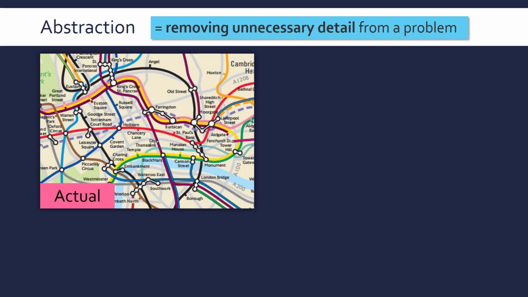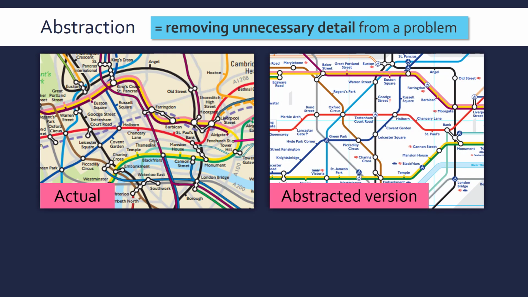So an example which I thought was quite original, but apparently lots of people use this example, is the tube map. So this is what the tube map looks like if it was laid out geographically. This is how the tracks actually look if you could see them from the air. Whereas the actual tube map is this abstracted version, a simplified version.